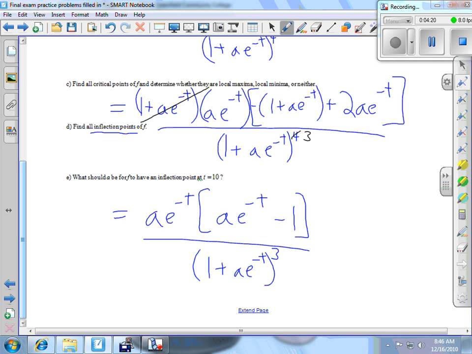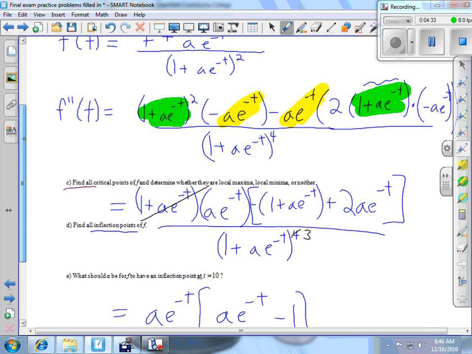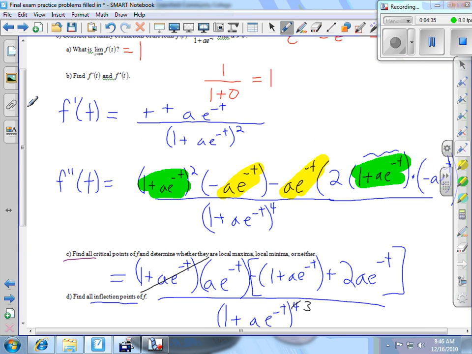I think that's as good as that's going to get. Like I said, for part B, we didn't need to do that, but it's going to help us later on. Okay, part C, find all critical points. Critical points, remember, are places where the derivative is 0 or undefined. So we have to analyze here a little bit.